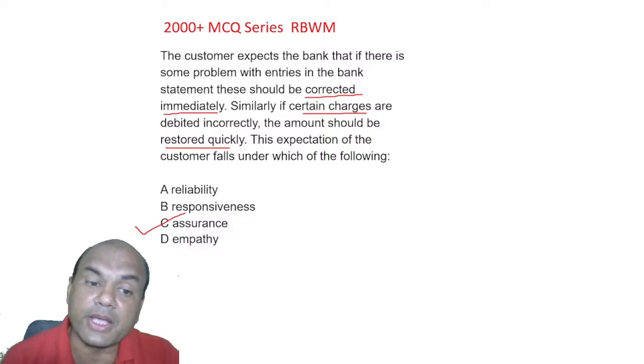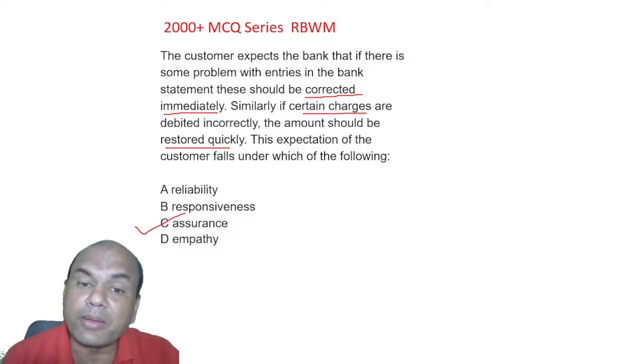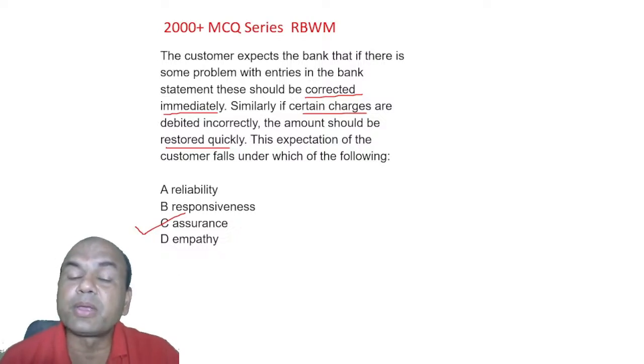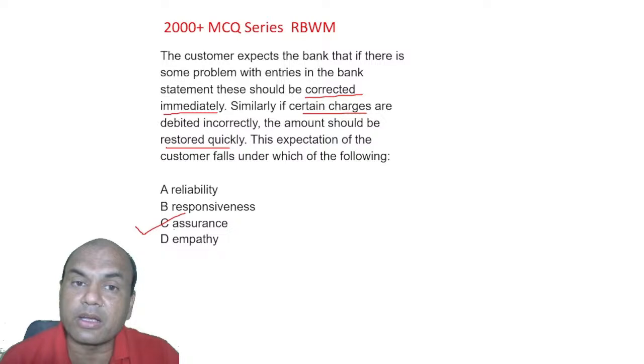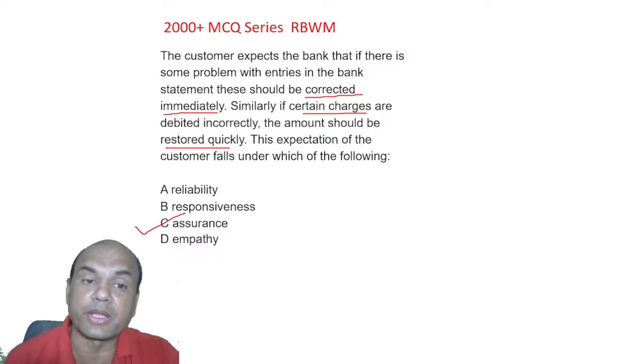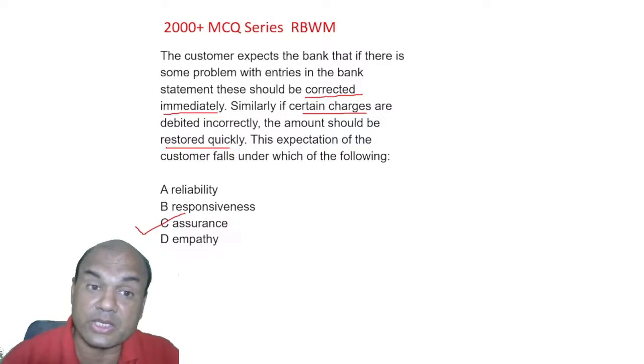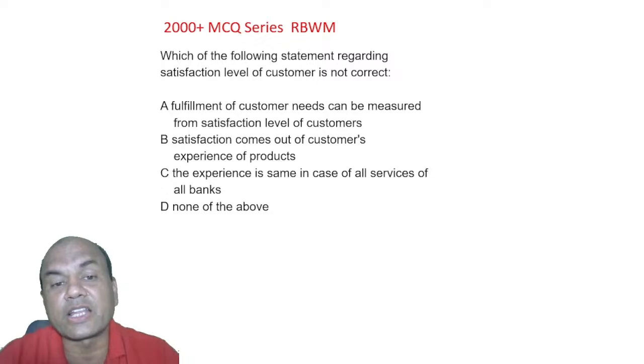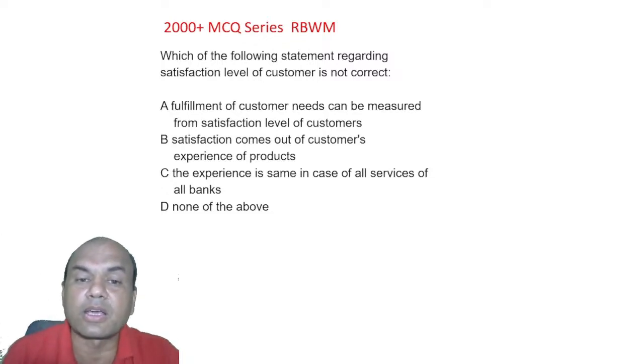The customer should be assured that you won't be debiting the wrong charges. And if you debit it, you will automatically make the changes proactively. The customer shouldn't have to complain about that. That is the basic logic. Assurance is the answer. Which of the following statements regarding the satisfaction level of the customer is not correct?